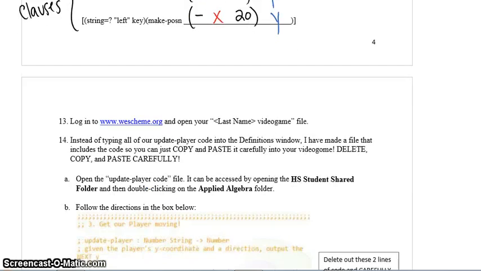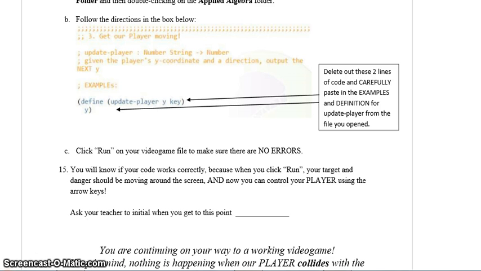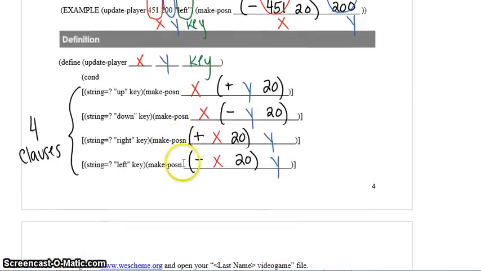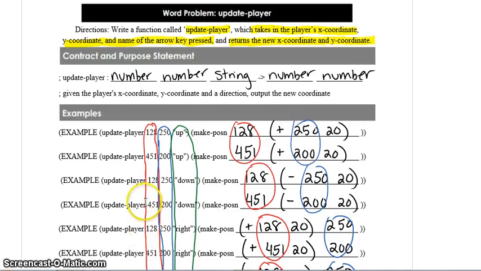On page 5, you're logging into your video game and you are finding the part of the code that says define update player y key and then this little y with parentheses. You're going to delete that out and you're going to be putting in this entire page of code from page 4 into your video game. And then you should find that your player is movable when you press the arrow keys. And this is the end of lesson 8.